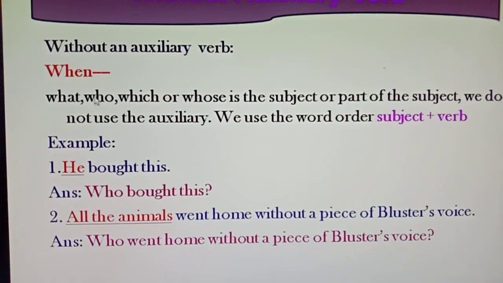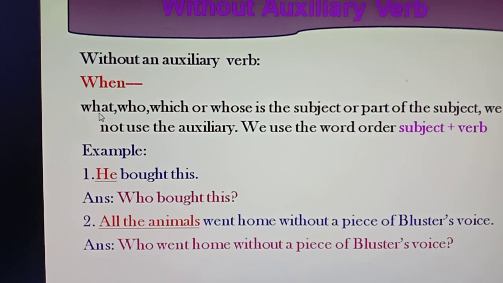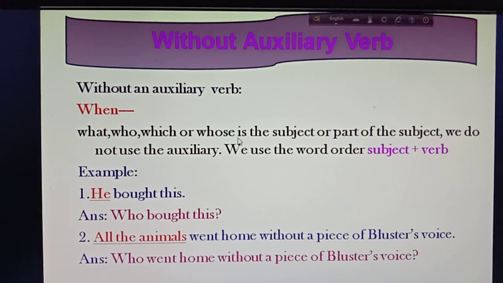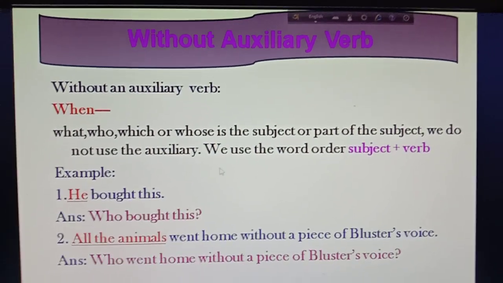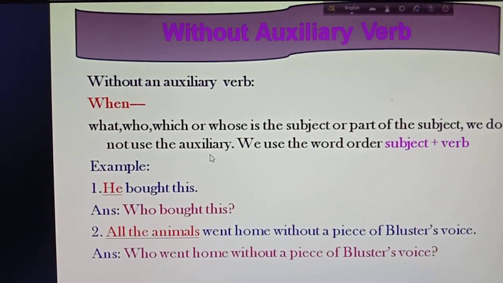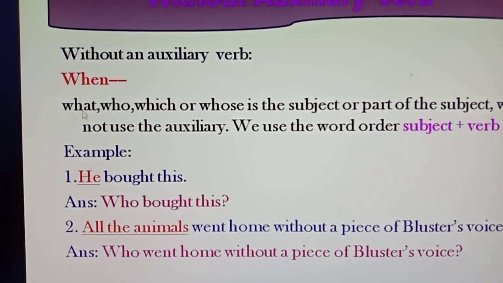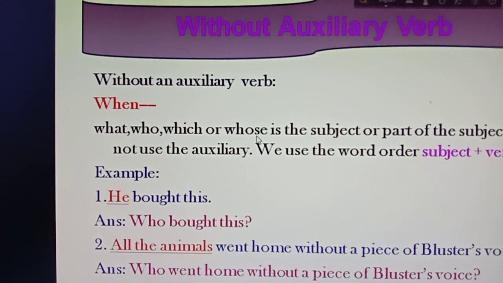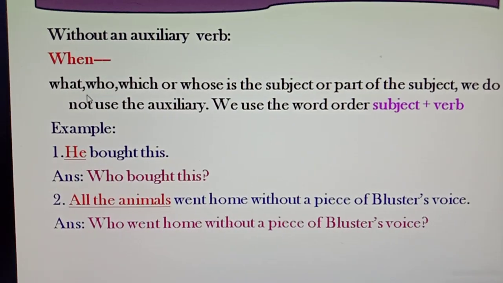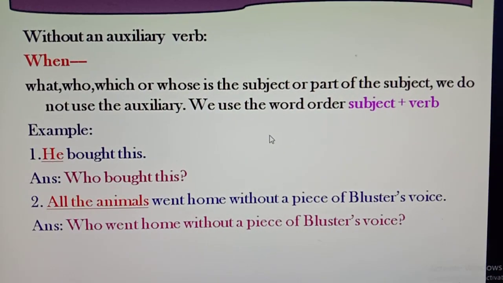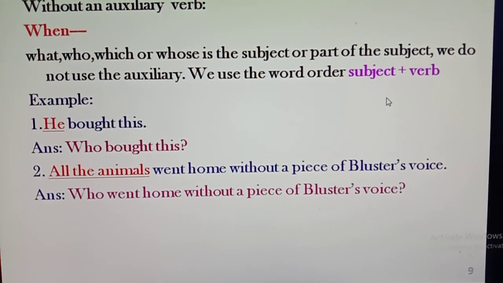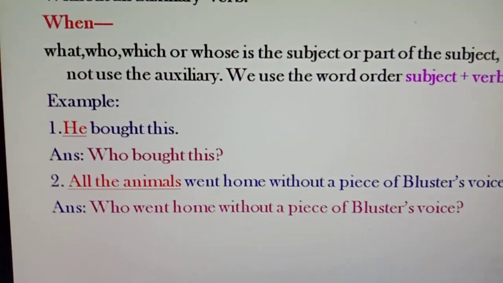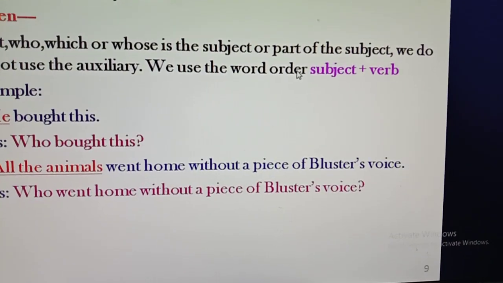So boys, you have to remember these four words, that is what, who, which or whose. Okay, so what, who, which or whose is the subject or part of the subject. We do not use the auxiliary. Okay, so you have to remember that when these four words, that means what, who, which or whose becomes the subject or part of the subject, we do not use the auxiliary verb. We use the word order, that means subject plus verb. So what is the word order, boys? After subject we normally use the verb, that is called the word order.